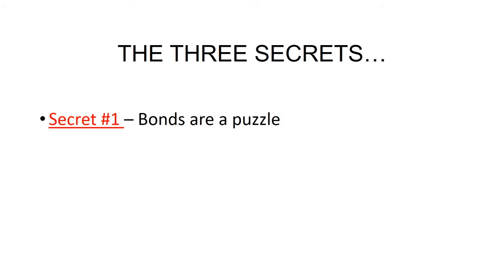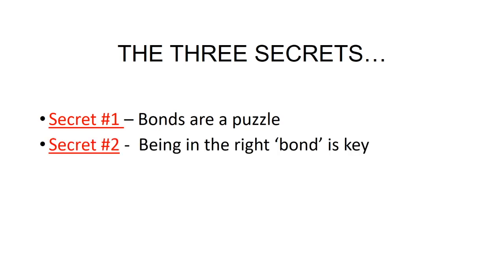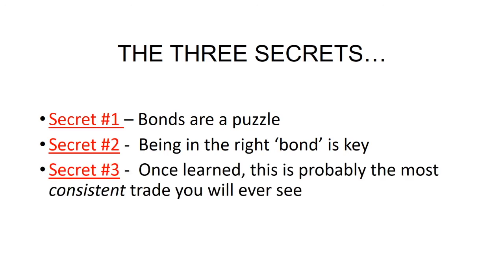The 3 secrets to trading bonds. 1, bonds are a puzzle. Once you learn how to put that puzzle together, they'll make a lot more sense. 2, being in the right bond is key. Okay? You don't want to just trade ZB, the 30-year, or the TLT, the 30-year. That's going to be the same as the ZB in ETF form. You want to go where the value is. And 3, once learned, this is probably one of the most consistent trades you'll ever see.